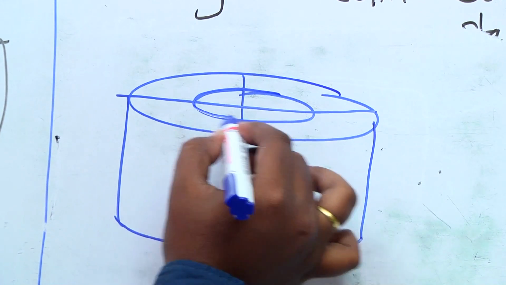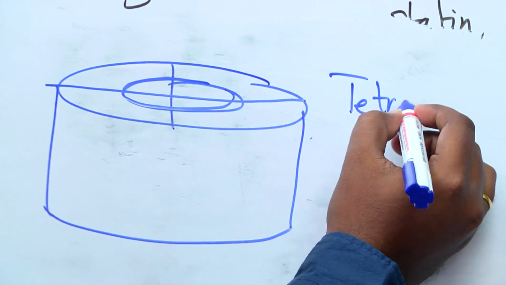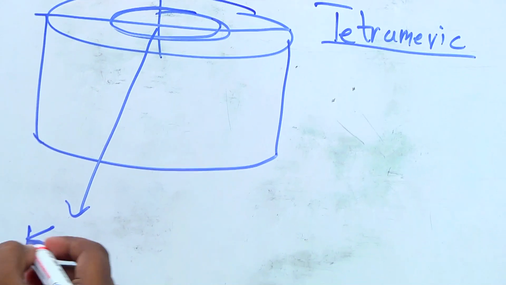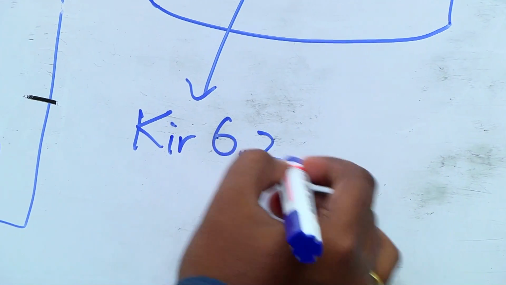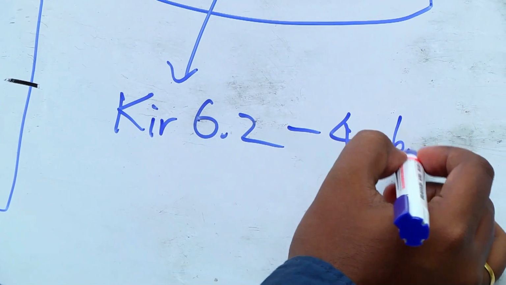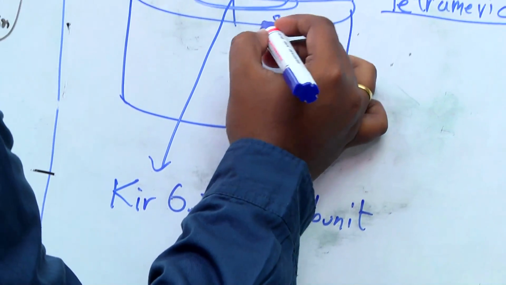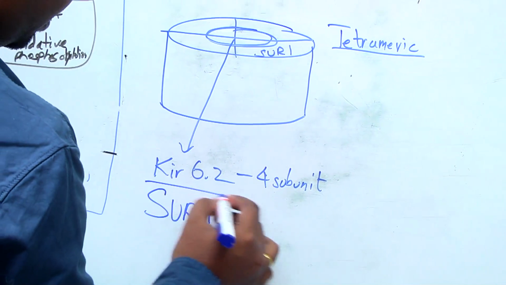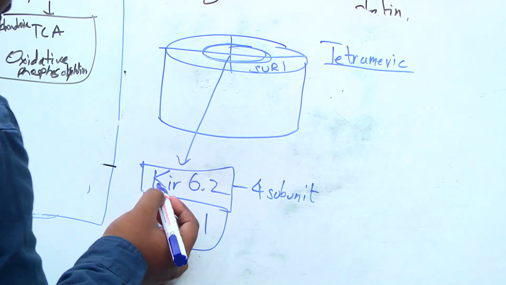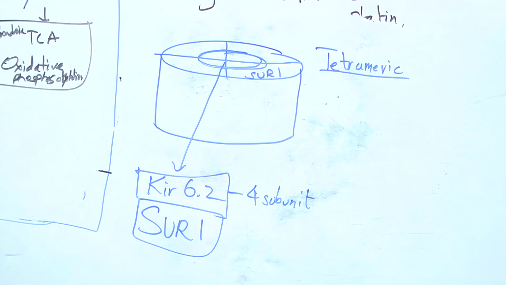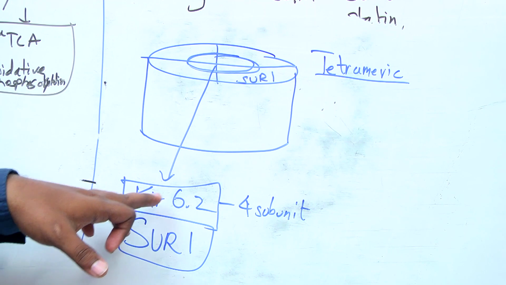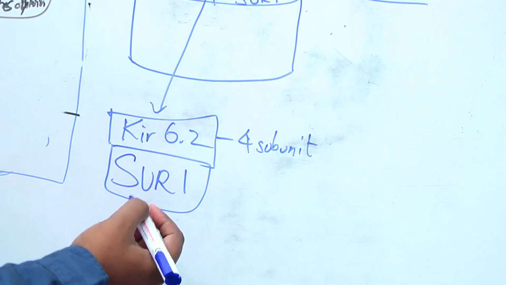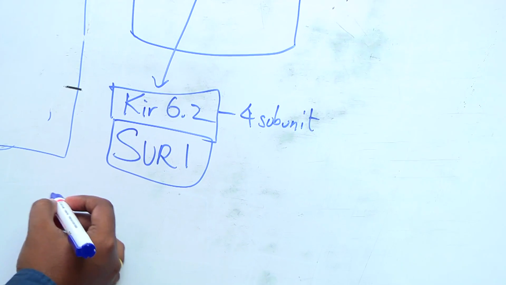So it is a tetrameric structure. The inner structure consists of KIR 6.2, 4 subunits, which are linked to the sulfonylurea receptors called SUR1. Okay, so these two things you should remember. So what is KIR, you might be wondering. That is the potassium inwardly rectifying 6.2. So now this is coupled to the SUR1. So now what does the SUR consist of?